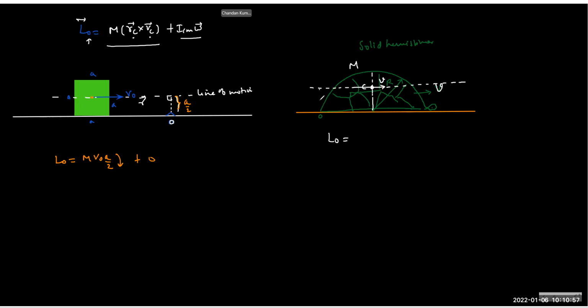So what is this separation? This is 3r by 8. So this will be m v 3r by 8. It's not very difficult. Understood? Yes, sir.